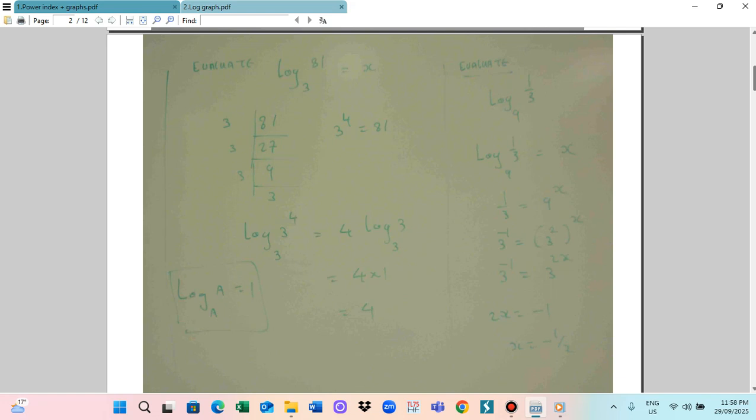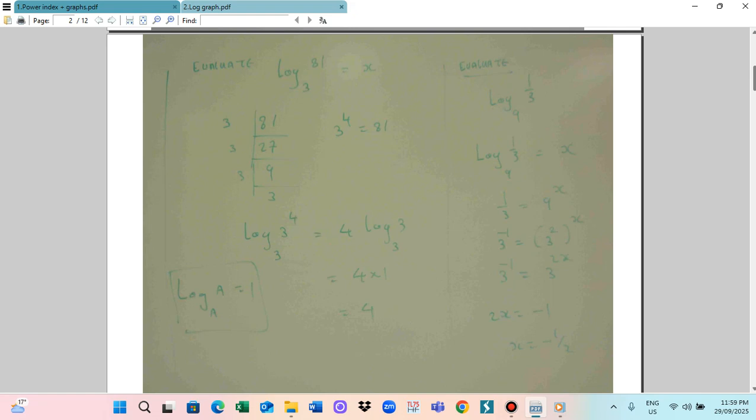So how many times do you have to multiply 3 to get 81? This is 4 times: 3 multiplied by 3 multiplied by 3 multiplied by 3. So you get 3 power 4 is equal to 81. Therefore, instead of 81, you can now substitute 3 power 4. So log 3 power 4 base 3.